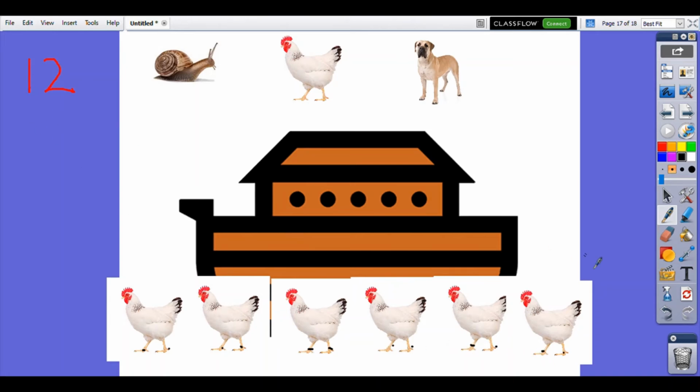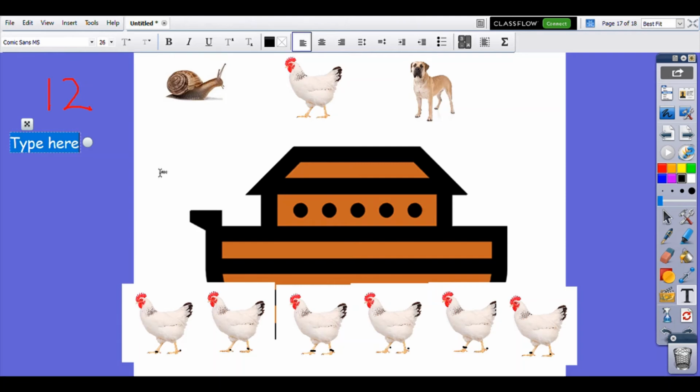And that number sentence would be, I'm going to type it this time because I've learnt my lesson. It is 2, because there's this chicken here. 2 add 2 add 2 add 2 add 2 add 2 is 12 altogether.